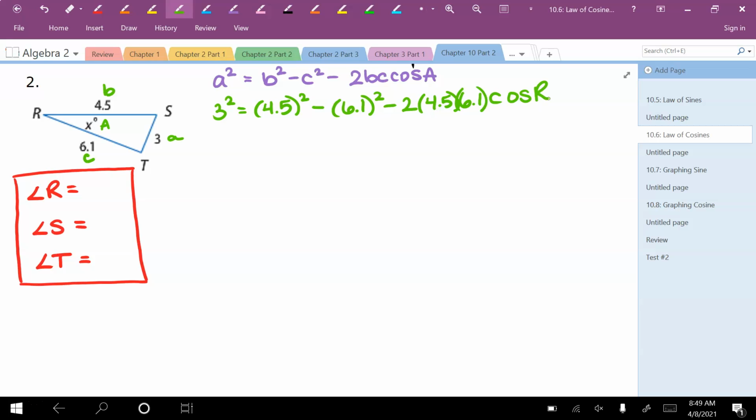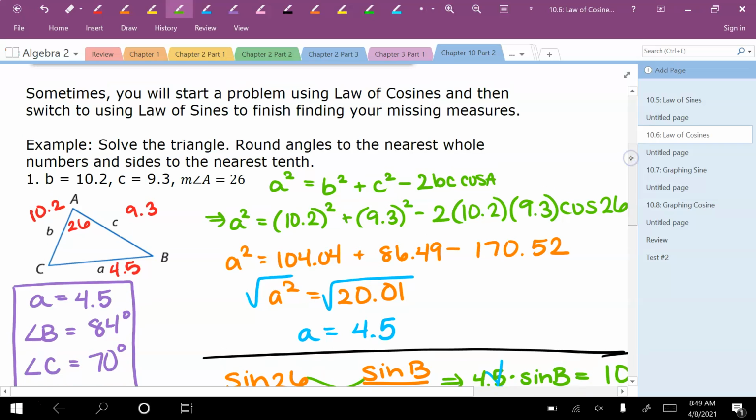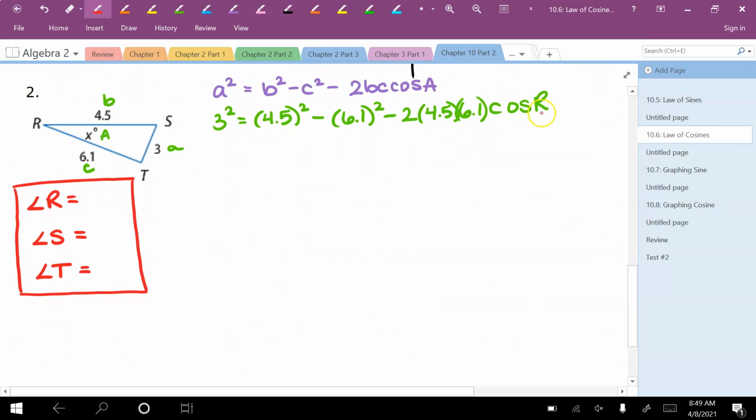Because you're missing the angle on this one, you cannot type this all in as one big equation like we were able to do on the last one. On the last one, I didn't have any variables, everything had a number that I was able to type into my calculator. Now I can't do that because my variable is that R, which is at the very end. So I need to get that cosine R by itself, so we're going to have to move some stuff around here. I would suggest that you multiply what you can and then start moving stuff over.